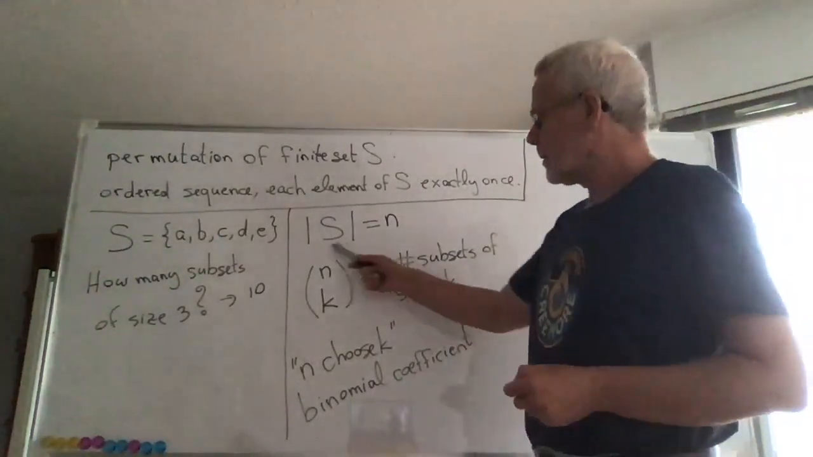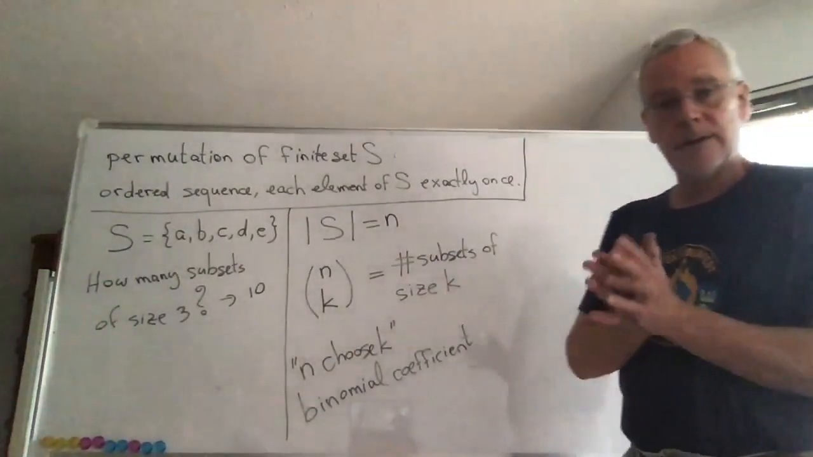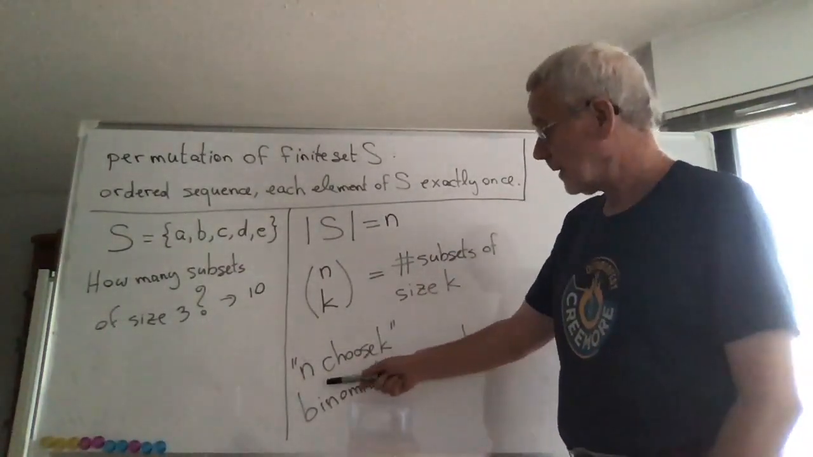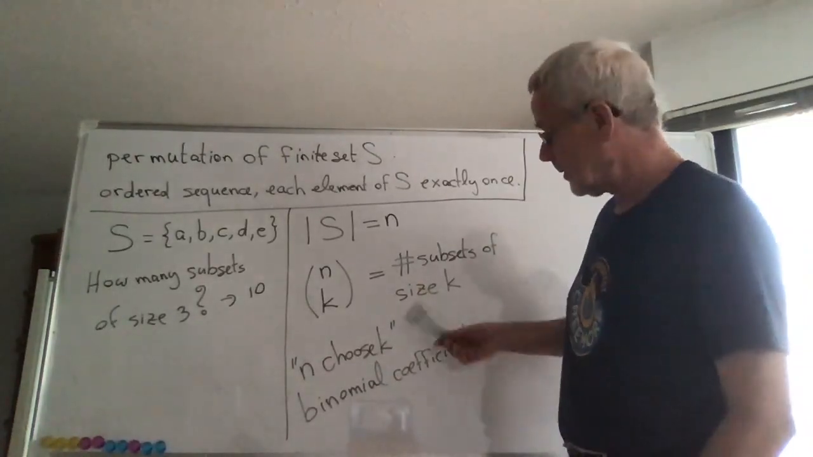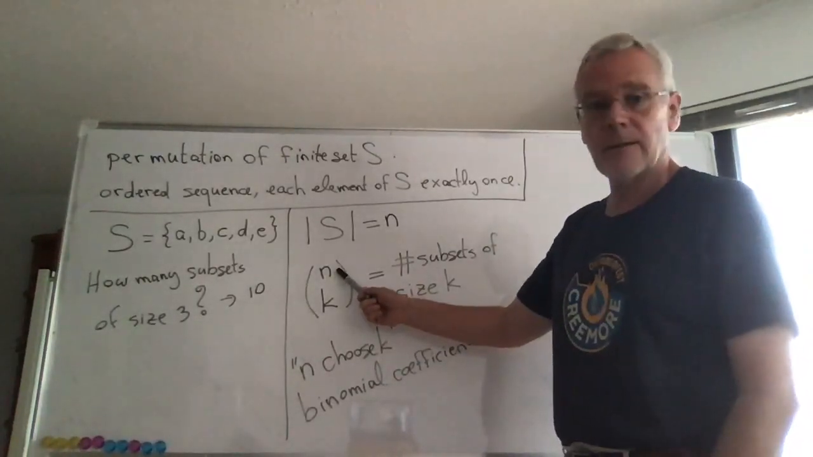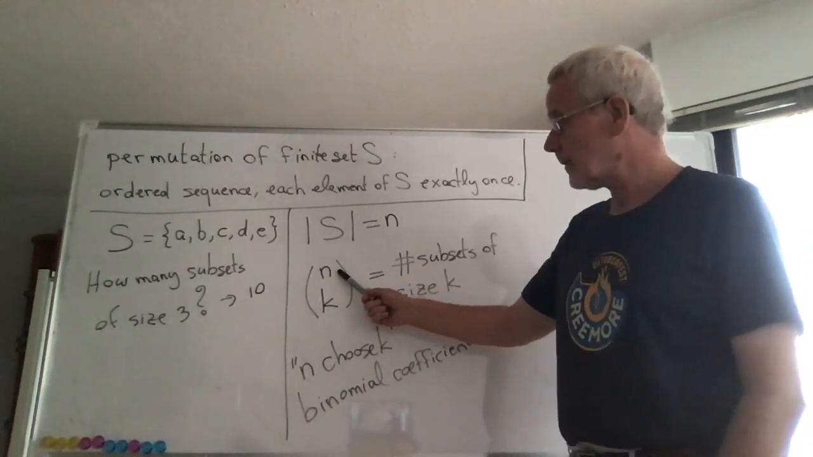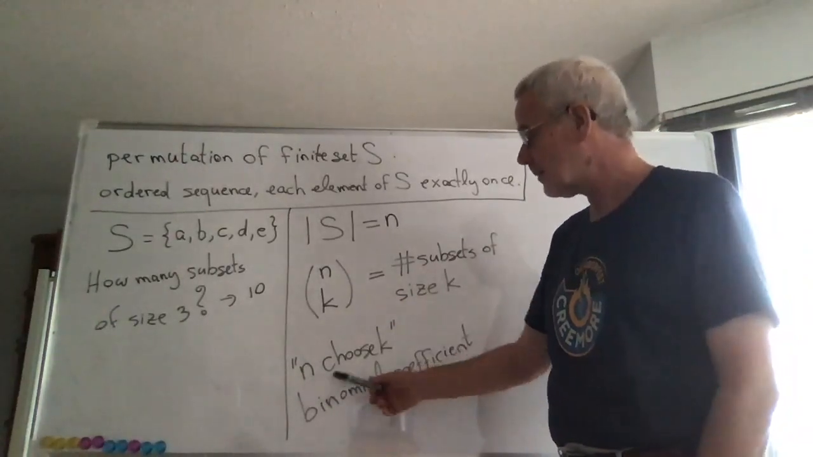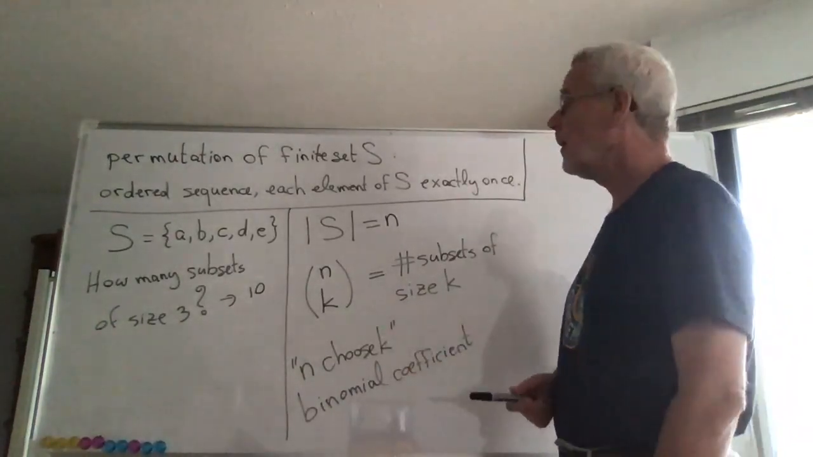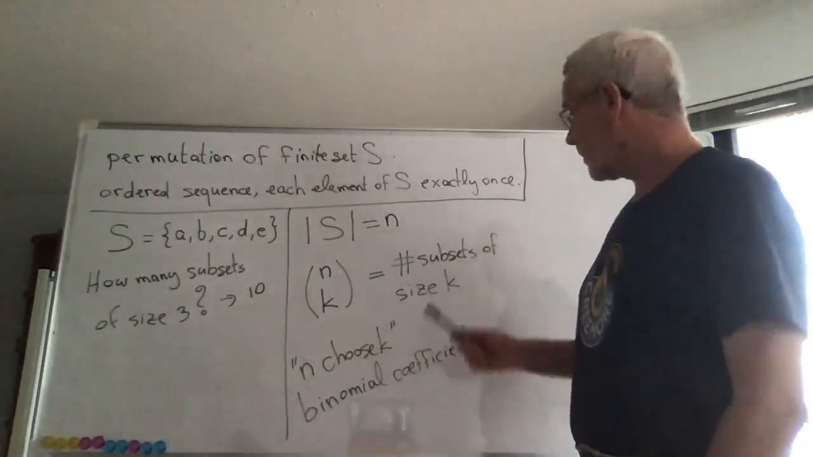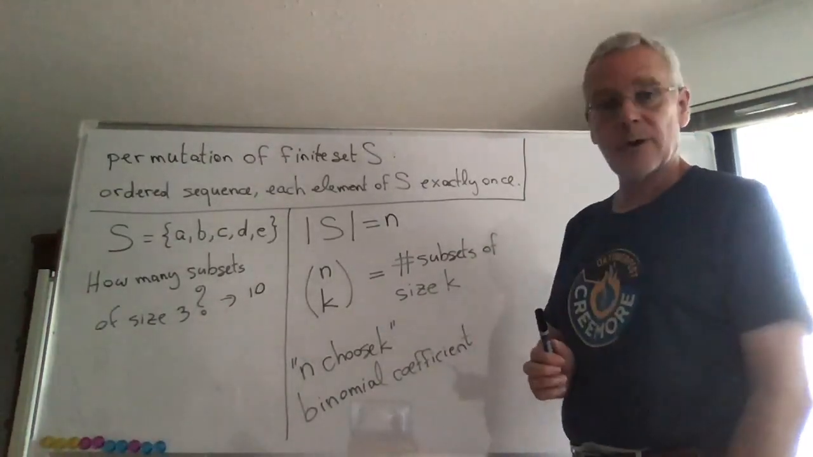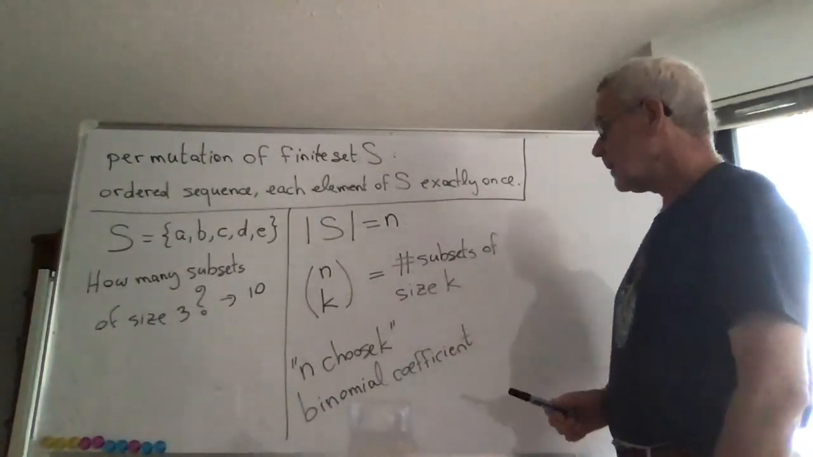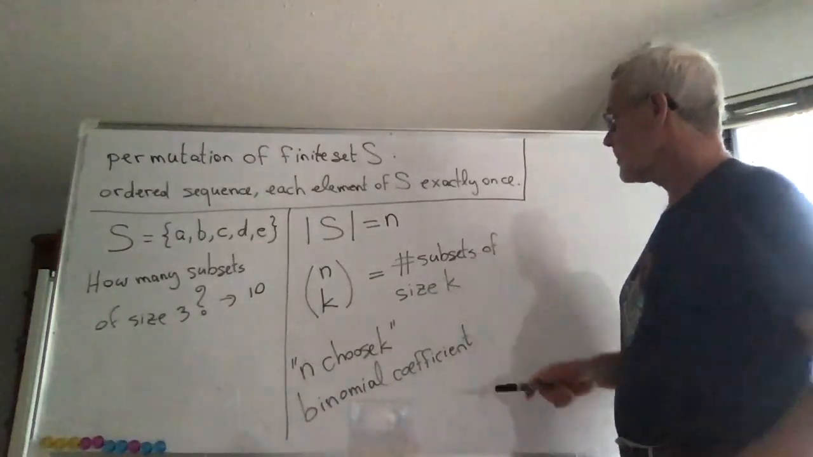Okay, so this is just a symbol, and this is a number, and which number is it? Well, it is pronounced n choose k. You have a set of this size, and you want to count the subsets of this size. So you have n elements, and out of these n elements, you choose k. And keep in mind, we are talking about sets, so the order doesn't matter. Yes, n choose k is equal to the number of subsets of size k.